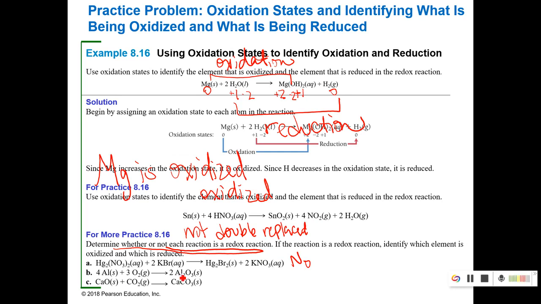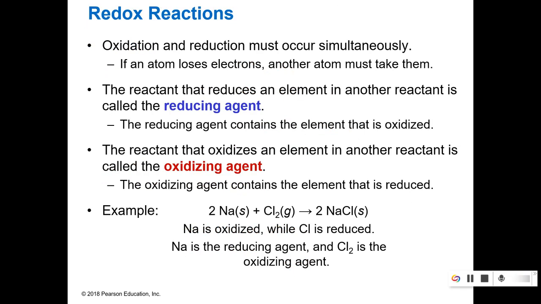So aluminum is 0, it goes to plus, so Al is oxidized. O is reduced. Same thing here, O is fine. Calcium +2, C is 4, 6. Okay, this one is actually also no. But it's just based on the charges or the oxidation numbers.